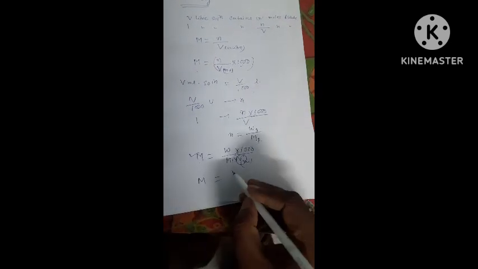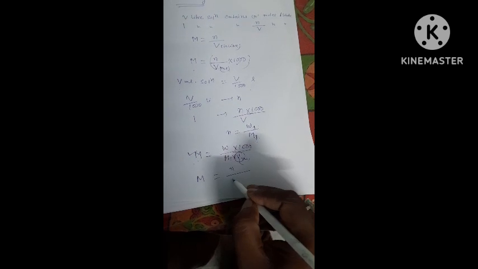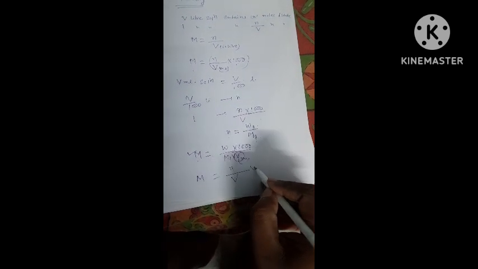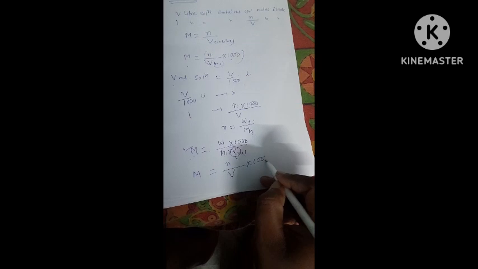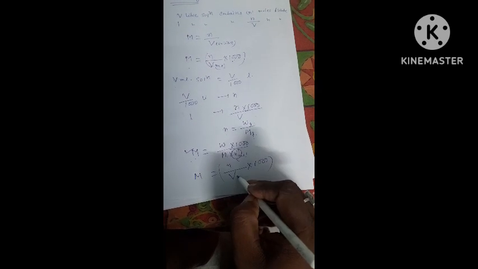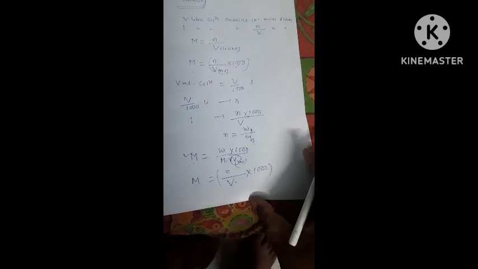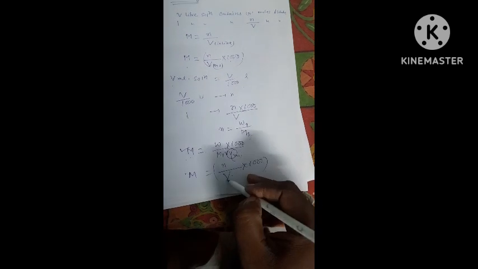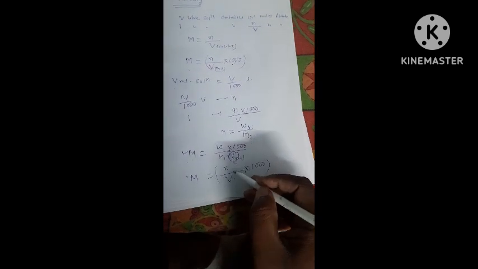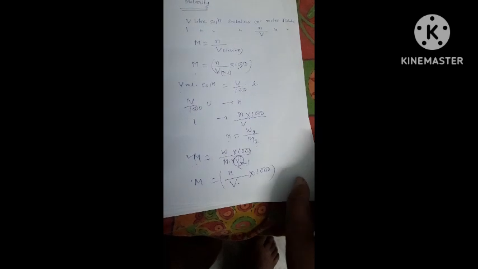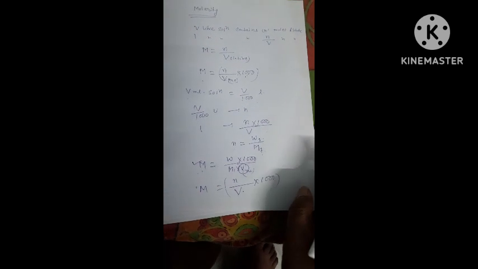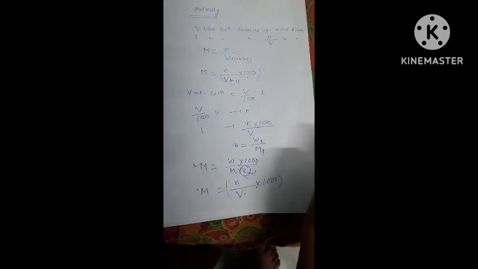Also, we can calculate the molarity M equals number of moles of solute divided by volume of solution into 1000, when the volume is given in ml. Sometimes the molarity and the volume will be given, so the number of moles of solute or the amount of solute can be calculated from this formula. I hope that all of you have understood about the molarity.